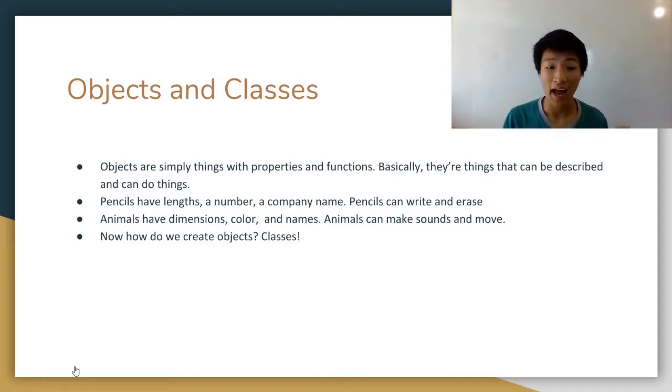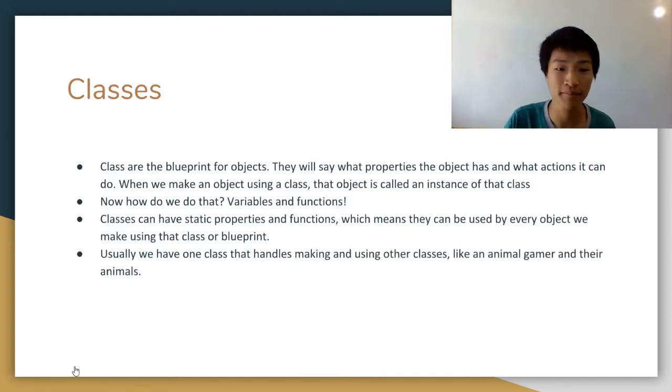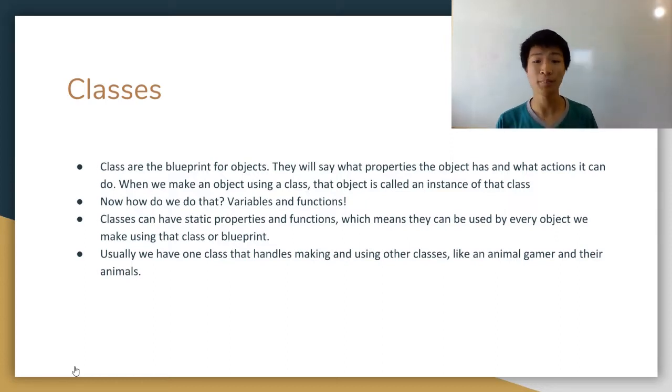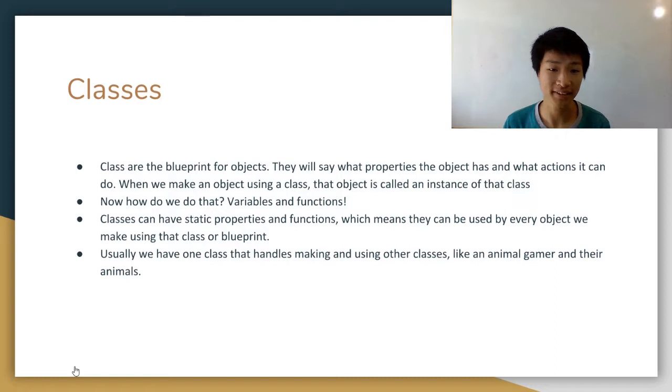And so, now how do we create these objects? How do we create animals and pencils using code? And the answer to that is classes, the other side of this lesson. So what is a class? A class is just the blueprint for an object. So before we make the object, we make a blueprint. And this blueprint will say what properties the object has and what actions it can do. When we make an object using a class, that object is called an instance of that class. It's one version of that class.